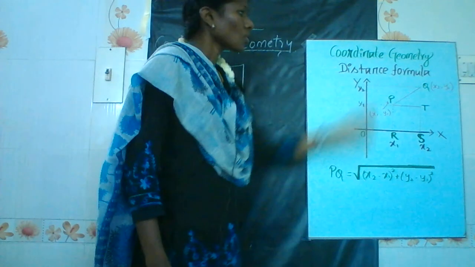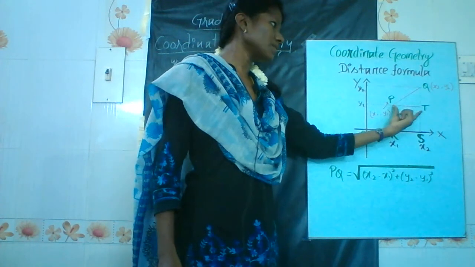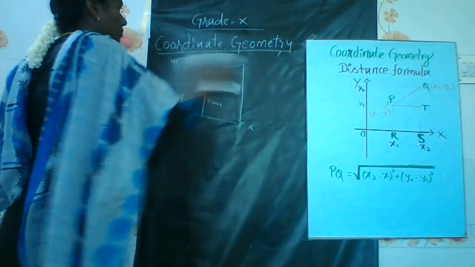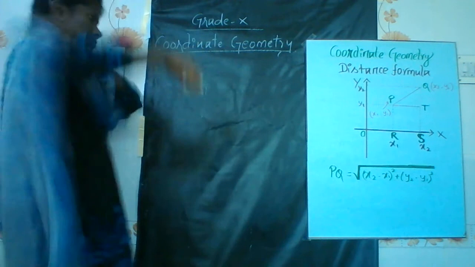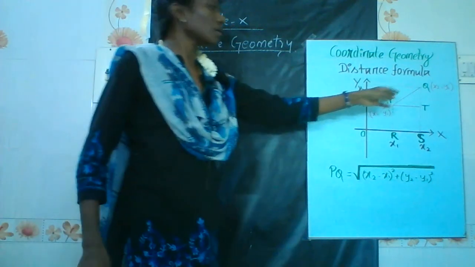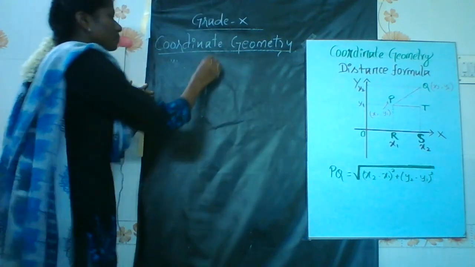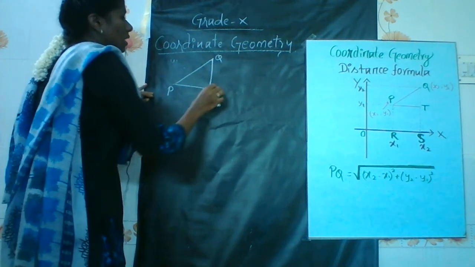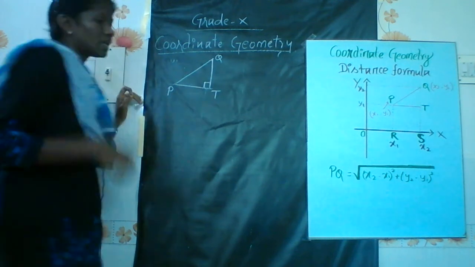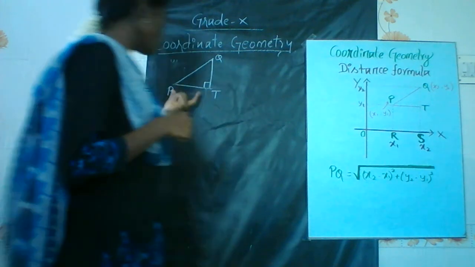So for finding this distance, we have to find this part and this part. Now we have to find the distance between PQ. So I am drawing this right angle triangle here. This is P, Q and T. This is 90 degree, that is a right angle triangle. Okay. Before finding the distance, we have to know this part and this part.